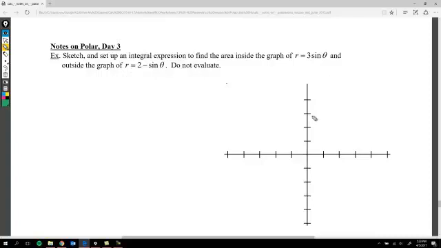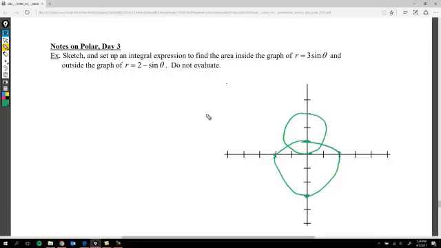So I know that this is going to be a circle with diameter 3 going up in the y direction because it's sine, so something like this, right? And then for this graph, I'm just going to go up 2, 1, 2, down 3, over 2, over 2, and I get sort of a cardioid looking graph.